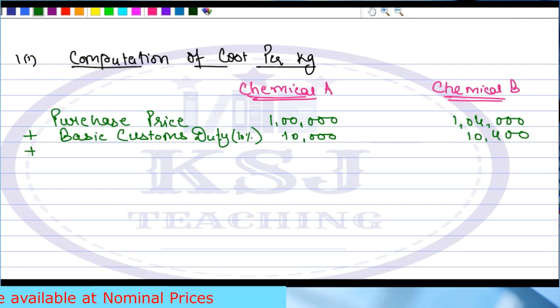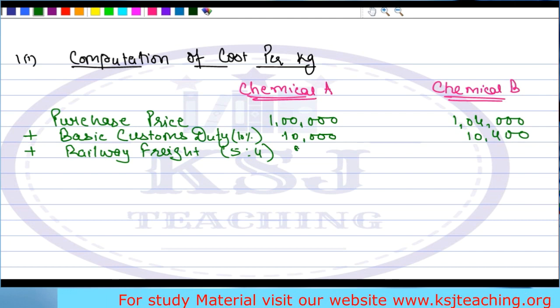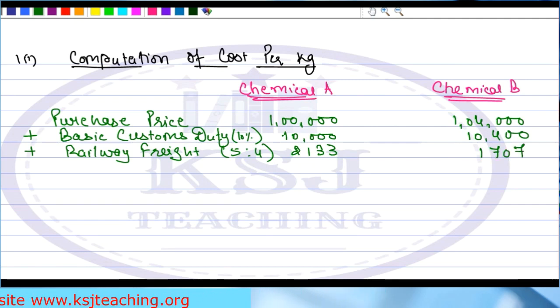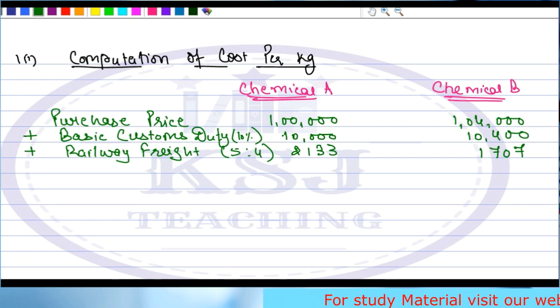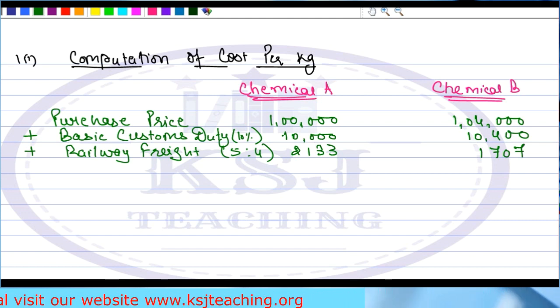Right, sir. Add railway freight. So this railway freight will be distributed in the ratio of quantity, that is 5 is to 4. This comes to 2133 and 1707. Just check once, sir, if the total is how much? Total is 3840. So 3840 divided by 9 multiplied by 5. Yes, 2133 and 1707. Total is correct. Yes, sir, 3840. It is correct. Okay.